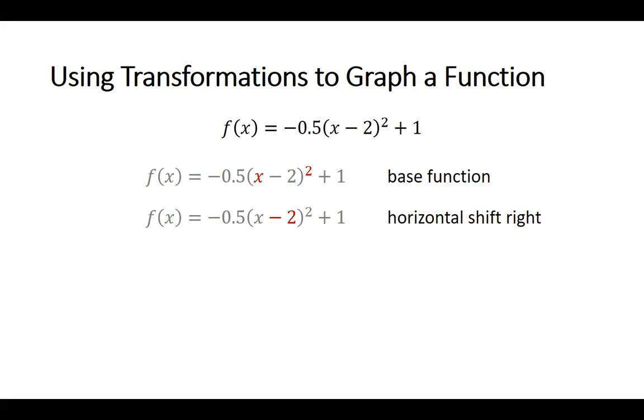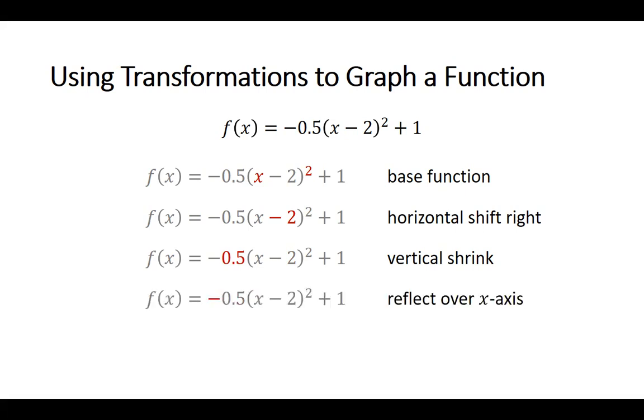That's everything inside the parentheses. Outside the parentheses, we see that 0.5, so that's going to multiply the output of our function by 0.5, which is going to be a vertical shrink. Then we have that negative, so that's going to reflect us over the x-axis. Any y values that were positive now become negative.